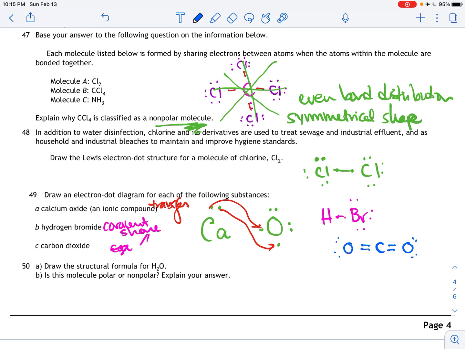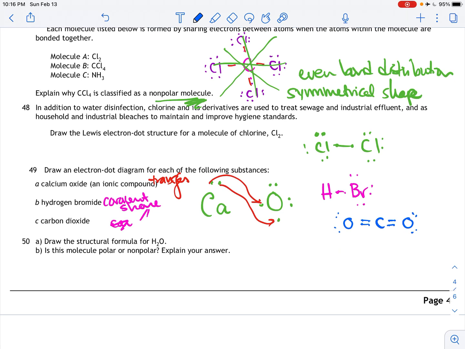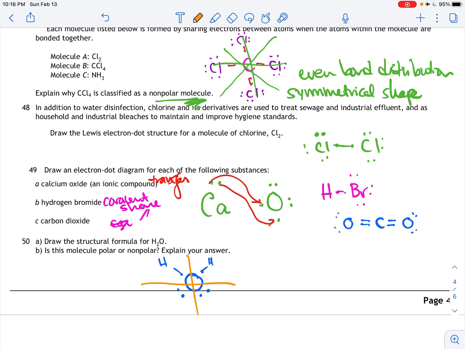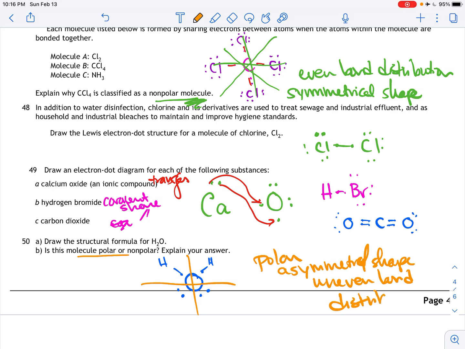That's part C. Draw the structural formula for H2O. I don't like it says draw a structural formula. Just draw it, okay? Oxygen would love to double bond, but it can't with hydrogen. So you end up getting this bent shape with the lone pairs. Is this molecule polar or nonpolar? Explain. Looks symmetrical here, but not here. So the molecule is polar due to asymmetrical shape, asymmetry or asymmetrical shape, and uneven bond distribution.